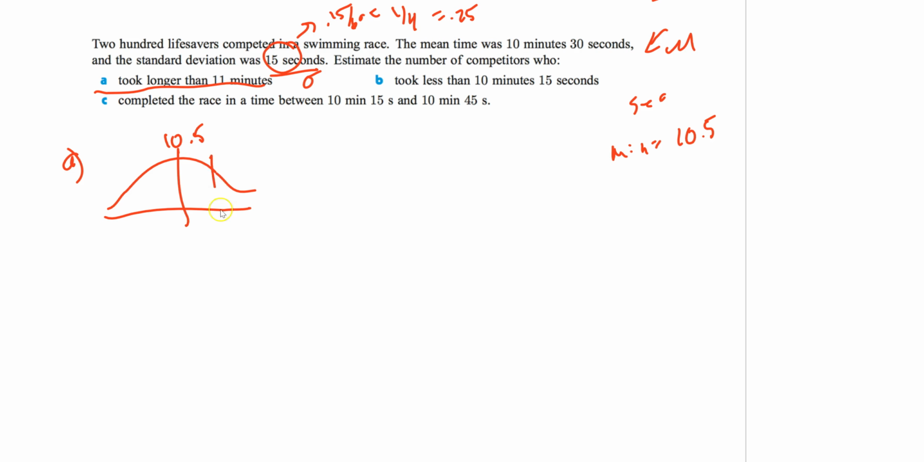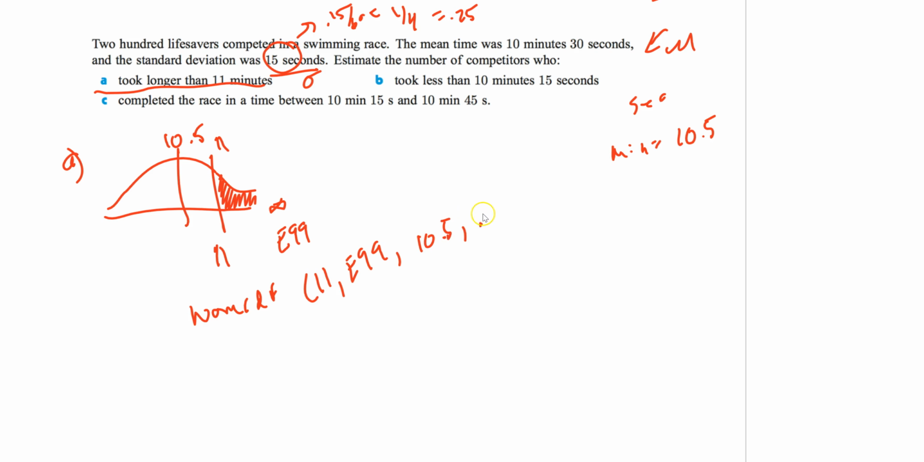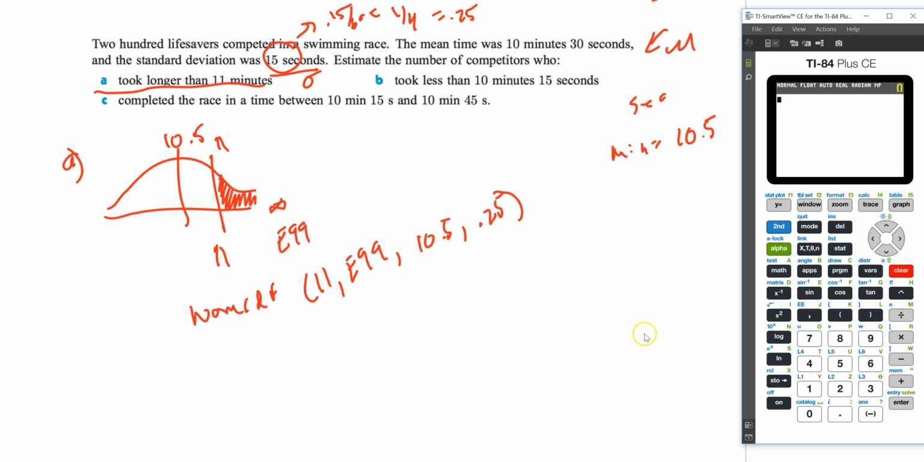So 10.5 is there. Here goes 11. Longer than means the right hand side. Remember the way we're gonna put this into our calculator. Lower bound is 11. Upper bound is infinity, but we can't do that, so we have to put E99. In our calculator, we're going to put normal CDF: 11, E99. We'll put the mean, which is 10.5, and we'll put the standard deviation, which is 0.25 now.